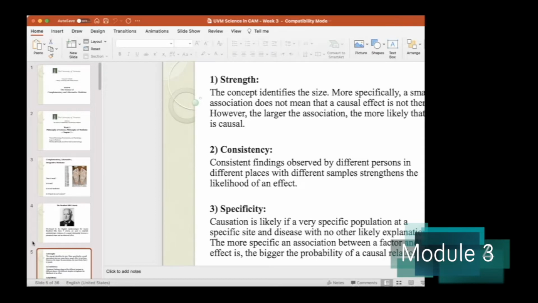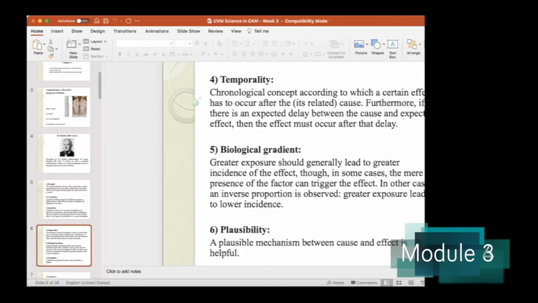All right, so let's continue with 4 through 6, temporality, biological gradient, and plausibility. Temporality, the name temporality has to do with tempus and templum in Latin. So this is a term that confines 3 different aspects. So tempus as in time, so passing of time, tempus as well as in atmosphere or weather, so passing of time from an atmospheric standpoint, and tempus correlated to templum, which has to do with temple, okay? So with the sacred element. In any case, this is representative of a logical sequence. So temporally, as in chronological concept, according to which a certain effect has to occur after the cause.